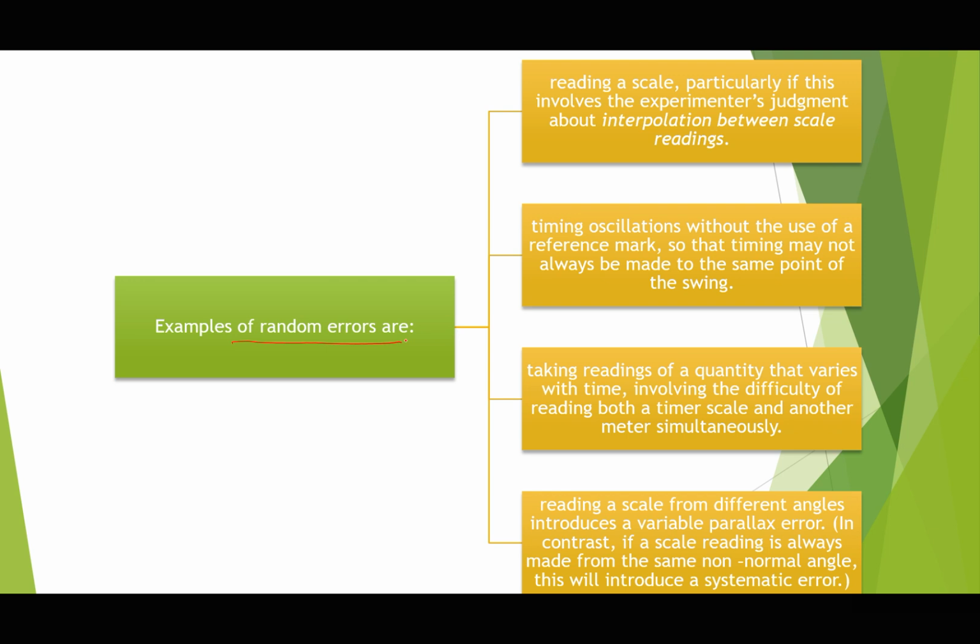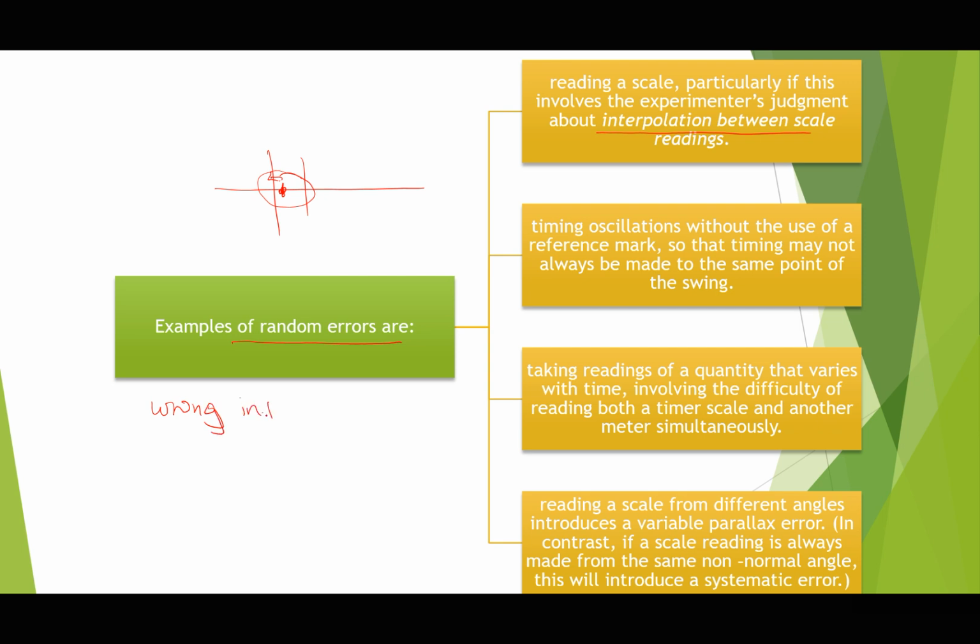Number one, we have what we call wrong interpolation between scale divisions. What do I mean? Let's assume you are taking a reading from the ruler and this is the measurement you are taking. Sometimes you may approximate this to half of a division, sometimes you may approximate to be close to this mark here. So taking a reading between two divisions or between scale divisions is what we call interpolation. So one major example of a random error is actually wrong interpolation between scale divisions.